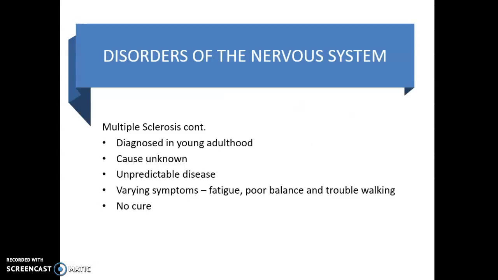Multiple sclerosis is usually diagnosed in young adulthood. The cause is unknown. It's very unpredictable. It can be very debilitating or just mildly debilitating. Symptoms vary: fatigue, poor balance, and trouble walking, and there is no cure for multiple sclerosis.